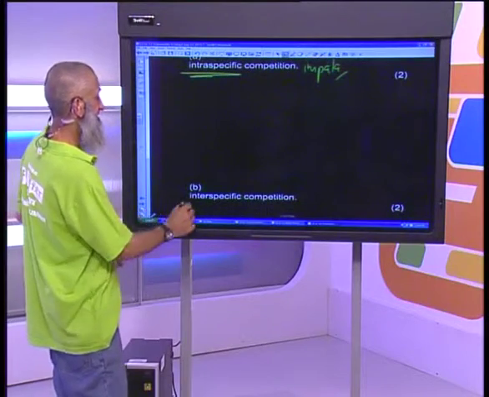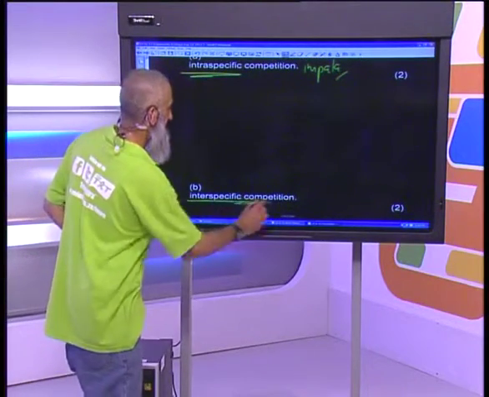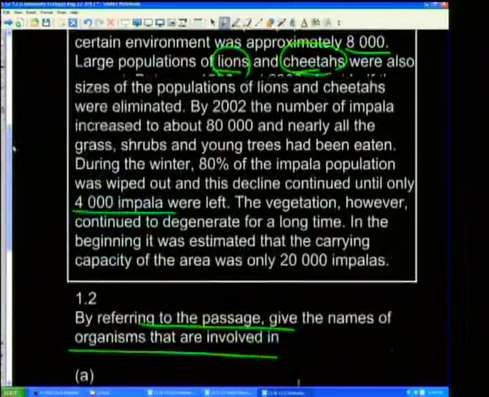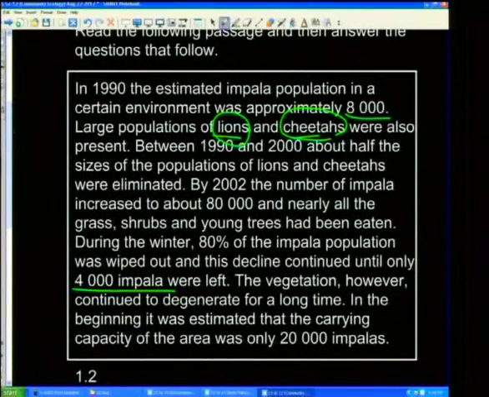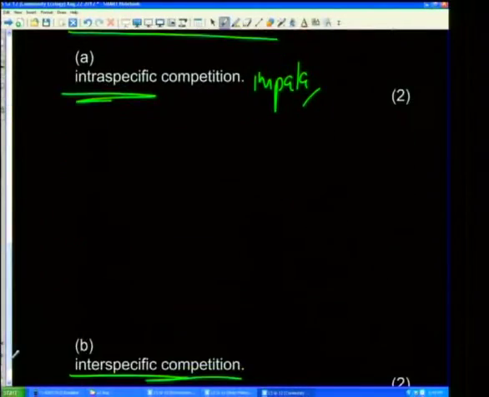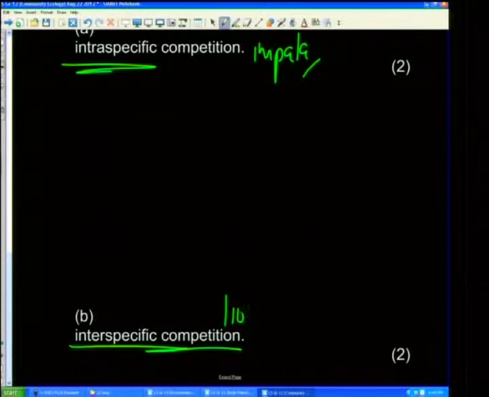Our next question is interspecific competition. And obviously that's easy, because we're having lions and cheetahs. They will both compete for the impala. They both want to eat the impala. So that's between two different species. They are competing to eat the impala. So the lions and the cheetahs would be that answer there, lions and cheetahs.